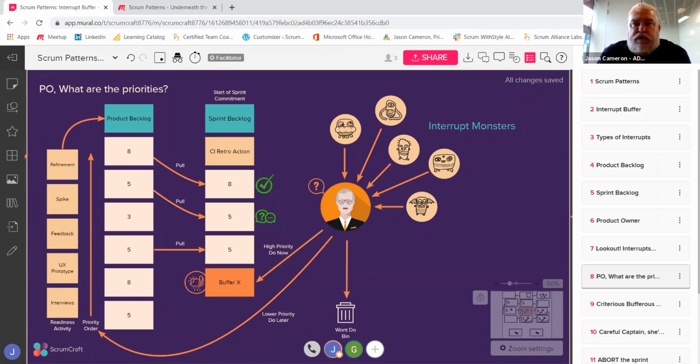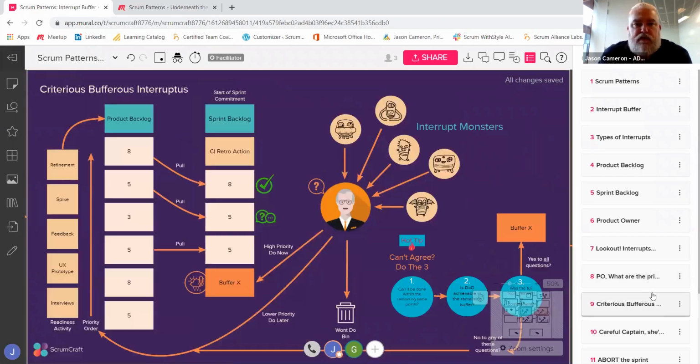One of the things that I've experienced, and I wanted to share this experience or this framework in a way with you. This Scrum pattern is also known as Illegitimus non-interruptus. So I thought I'd have a bit of a play on words and call it Criterius bufferus interruptus.